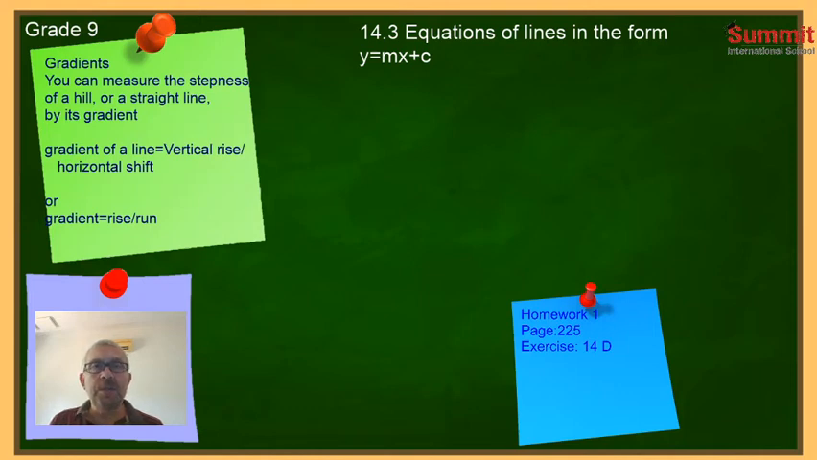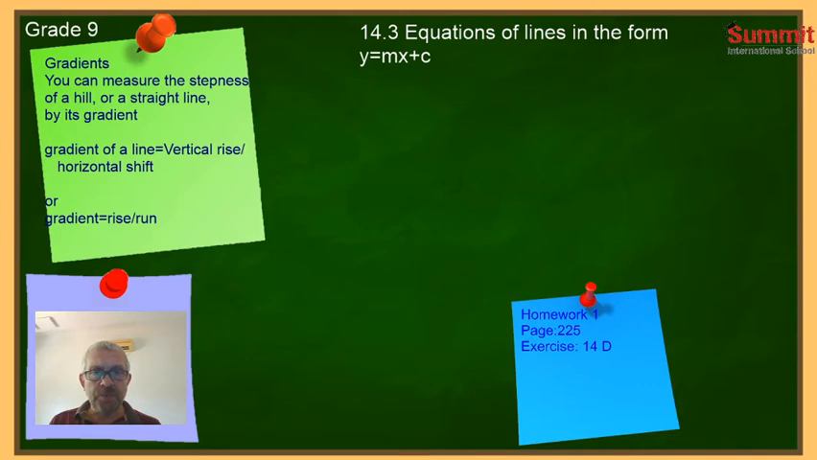Dear friends, today we are going to study equations of lines in the form y equals mx plus c. Here we are going to study the gradients. What does gradient mean? You can measure the steepness of a hill or a straight line by its gradient. Gradient means vertical rise over horizontal shift, or rise over run.